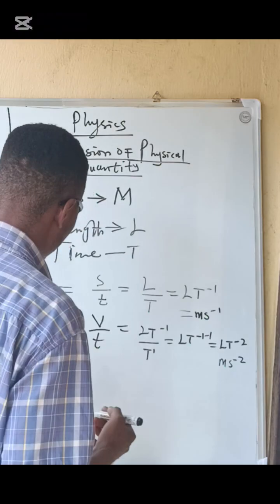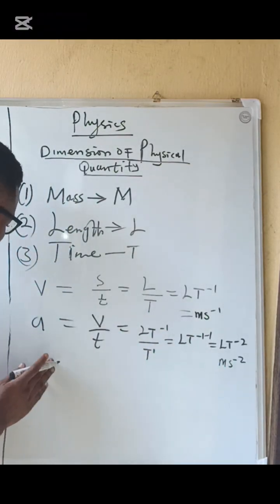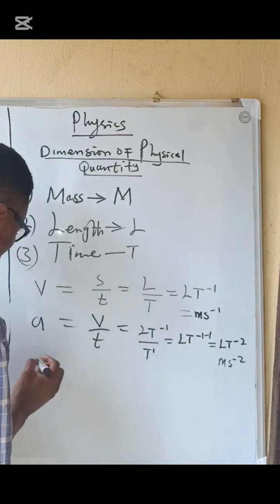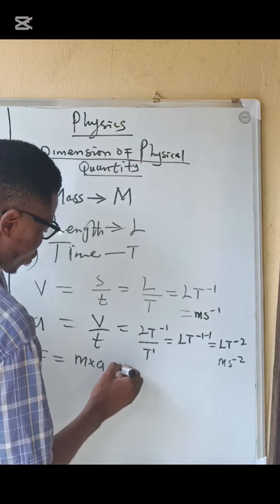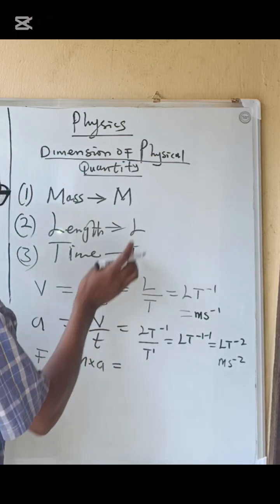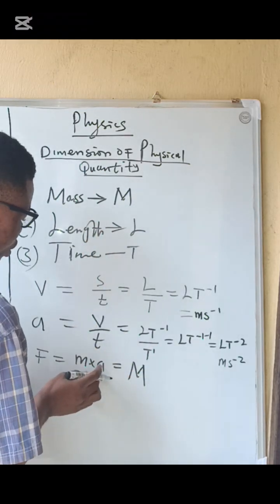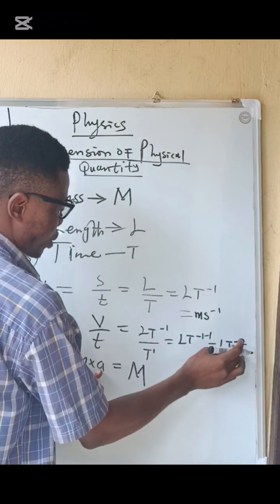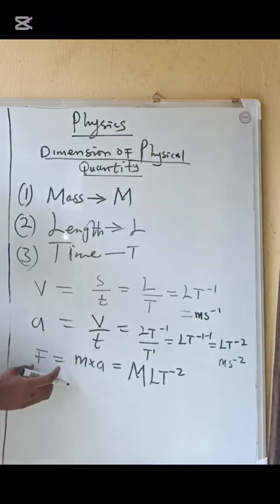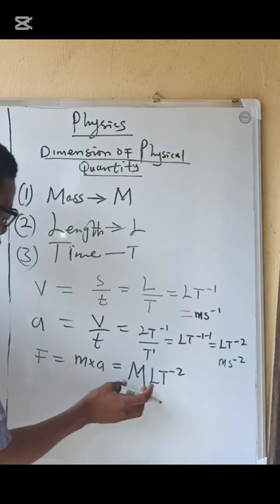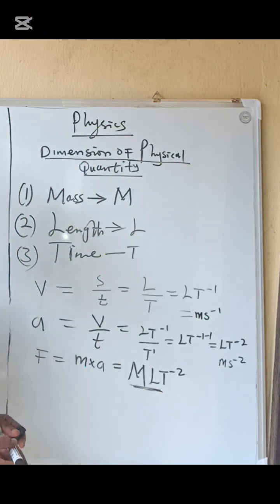This is what it means. So it's very, very simple. The same thing is applicable if I ask you the dimension for, let me say, force. Force is given as mass times acceleration. So for mass, I'm going to replace small letter m with big letter M. What is the dimension for acceleration? It is LT minus 2. So it means that the dimension for force is M L T raised to power minus 2, which is the answer. So it is very, very simple.